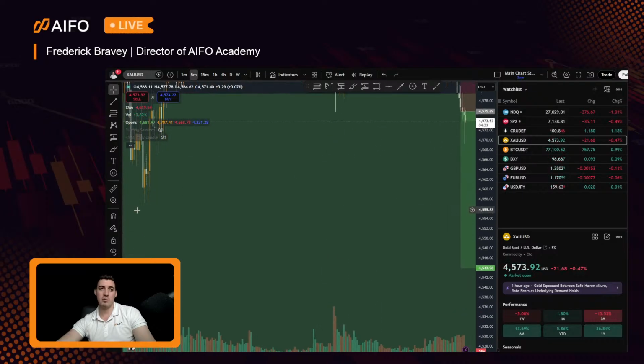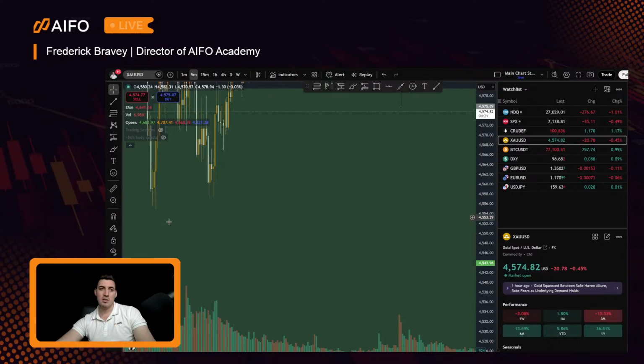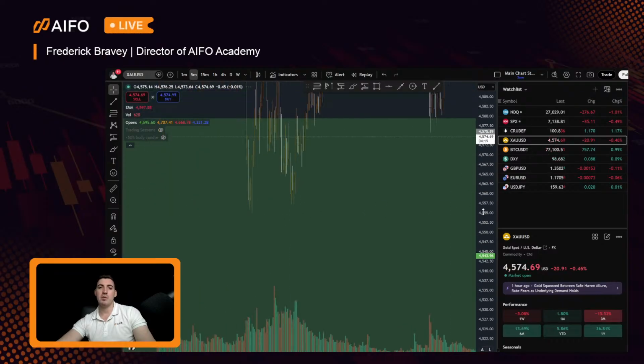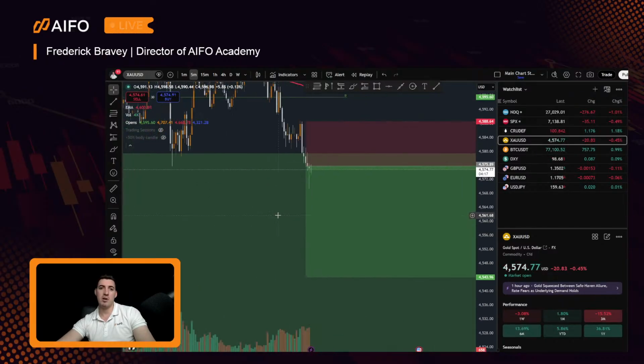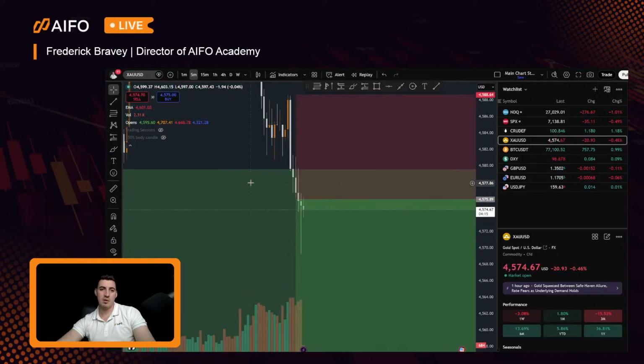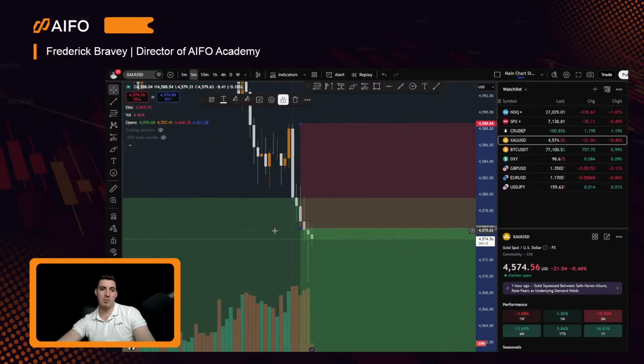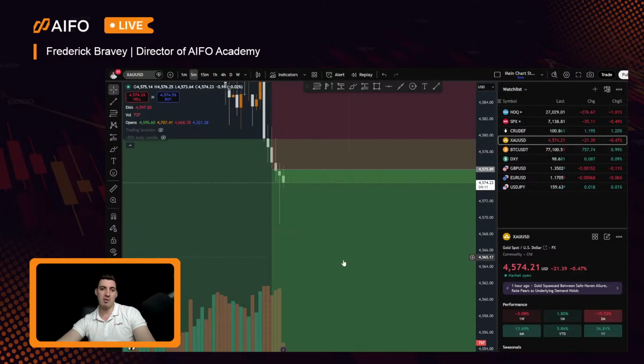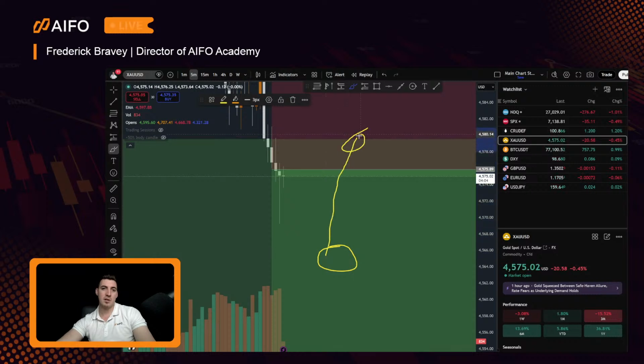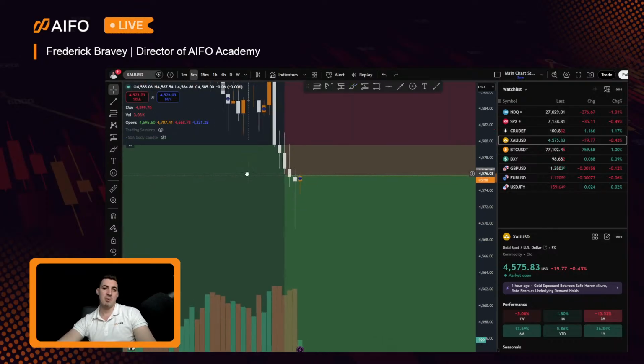So we're in a pretty good opportunity here. If you're targeting these lows, I'm quite confident you'll get there. There might be a bit of a pullback around this area here, so you'll be back into minus again before it continues down. That'll be my prediction.